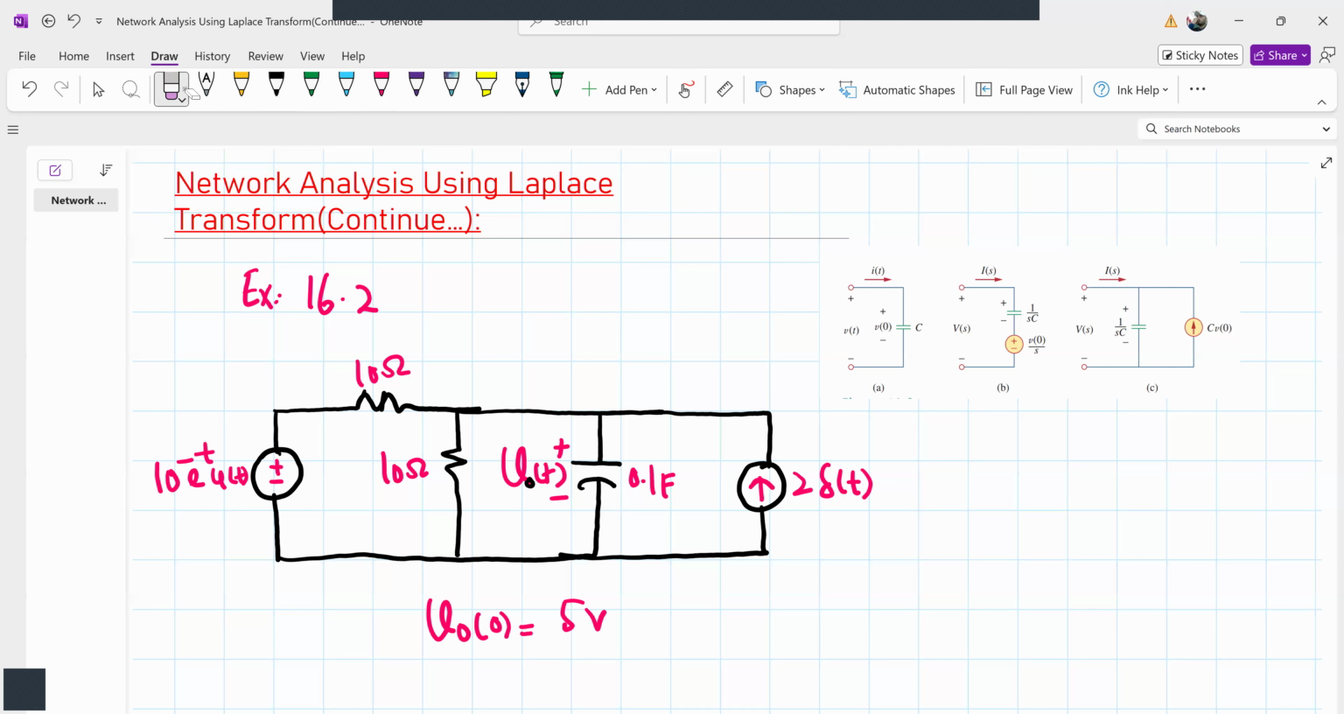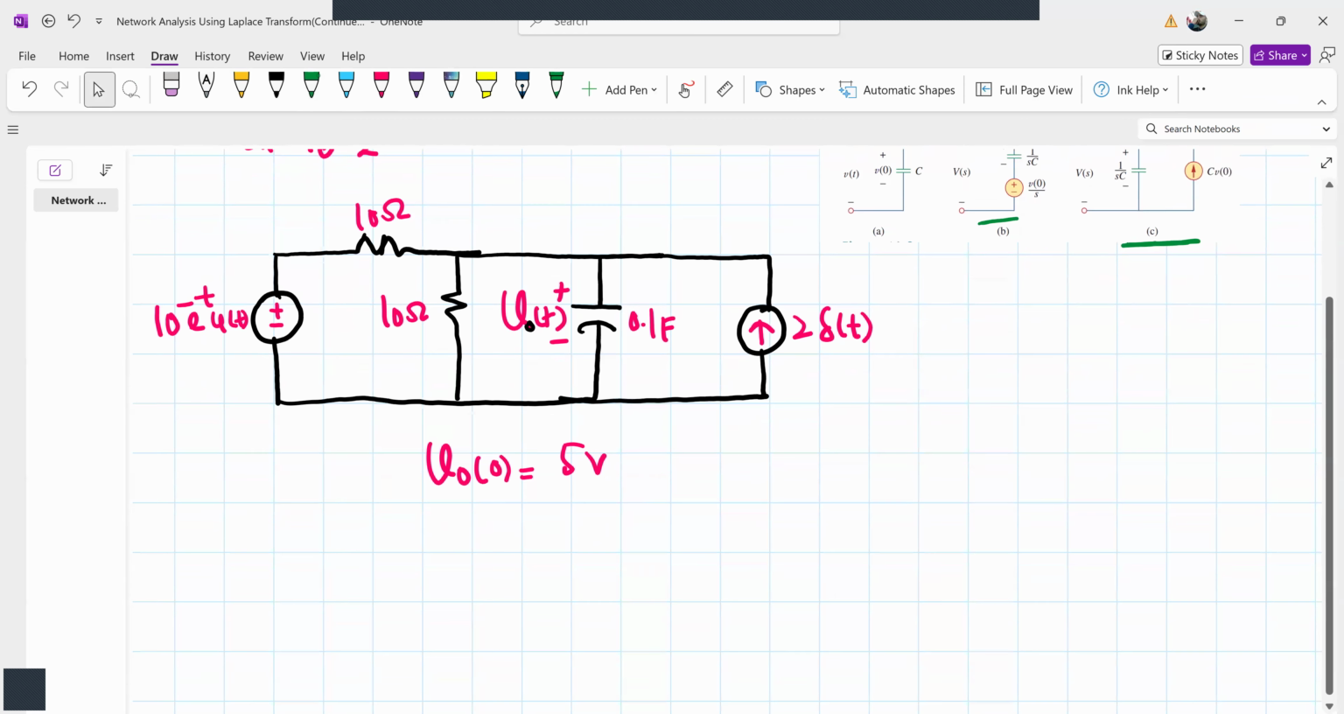Now, which model will we draw for this? Because this has some initial voltage stored, we can use either B or C. Whichever gives us the voltage across the capacitor very easily. If you look at this, C will give you the very easy solution. So we'll replace our capacitor by this model this time. We'll replace it by 1 by sC in parallel with a current source that has value C times v naught. v naught is 5 volts, C is 0.1, so it will be 0.5 amperes.